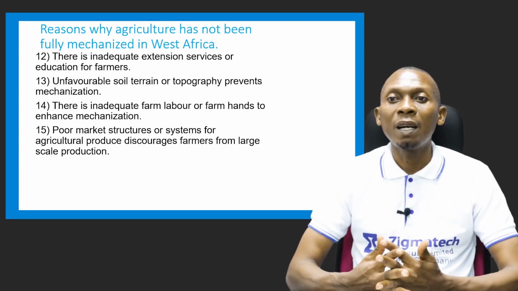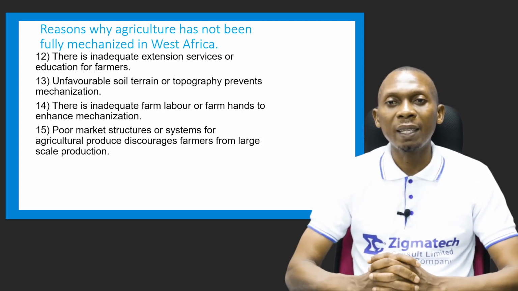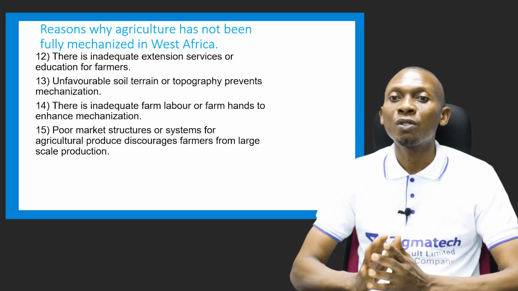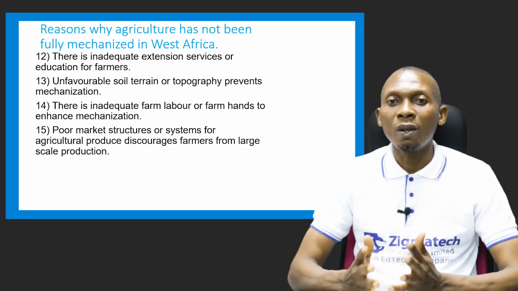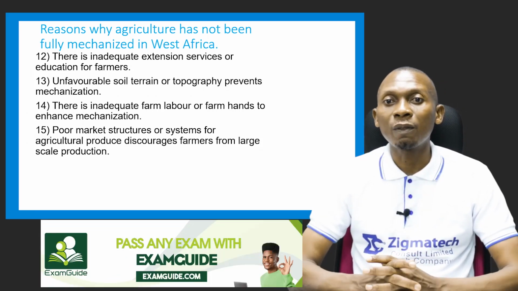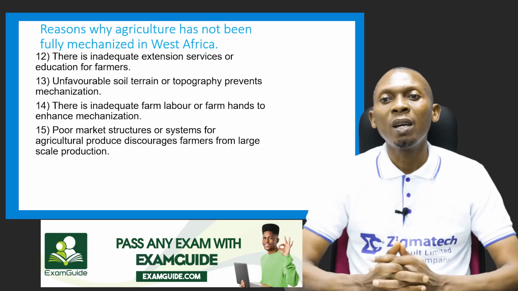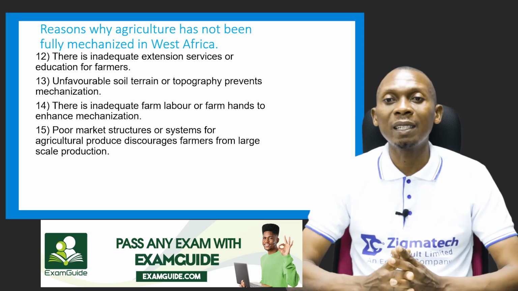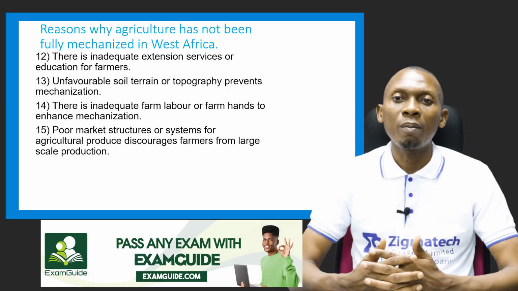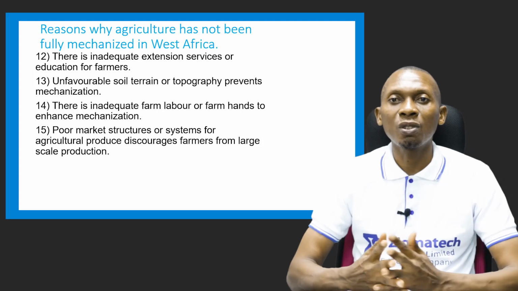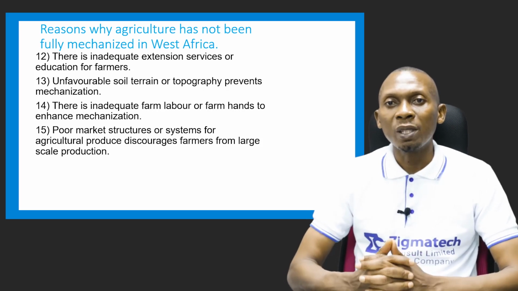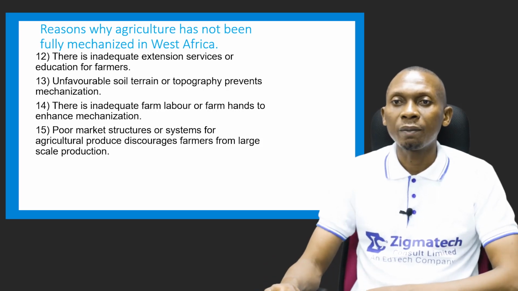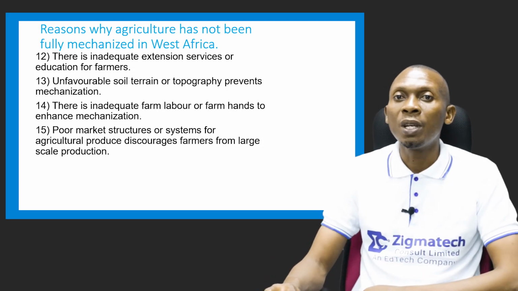There's also inadequate farm labor or farm hands to enhance mechanization, and also the market structure or the systems for agricultural produce. The poor marketing structure or systems for selling our agricultural produce also discourages farmers from producing on a large scale, where they produce on a large scale and are not able to sell their produce due to poor marketing structure. This can also be a hindrance to the mechanization of agriculture in West Africa.